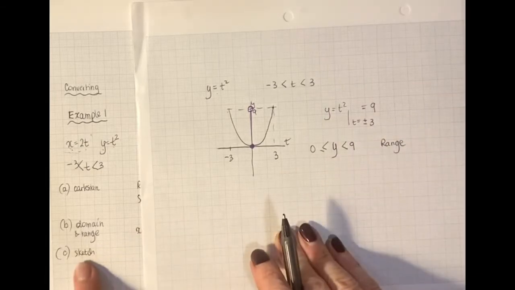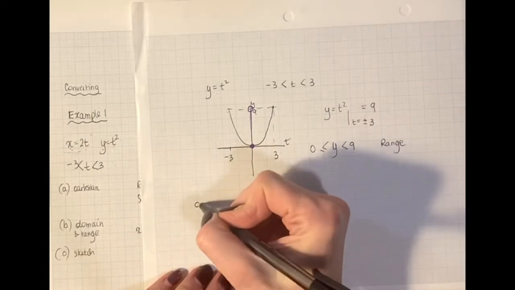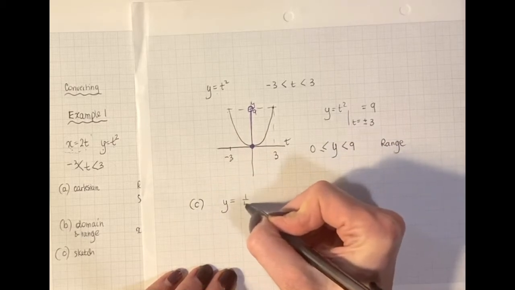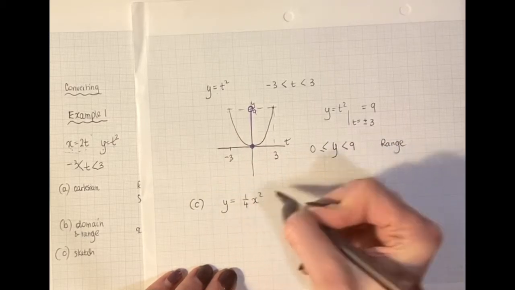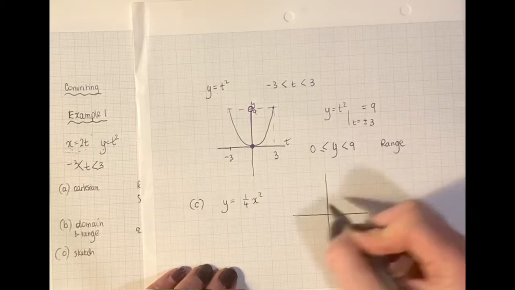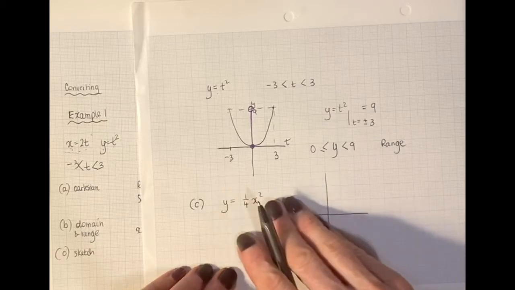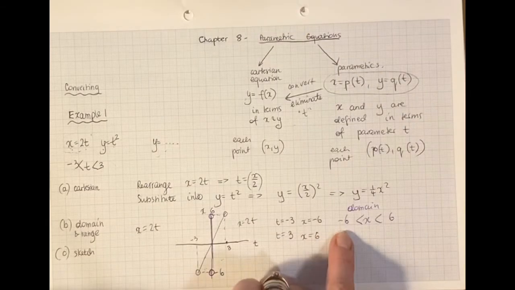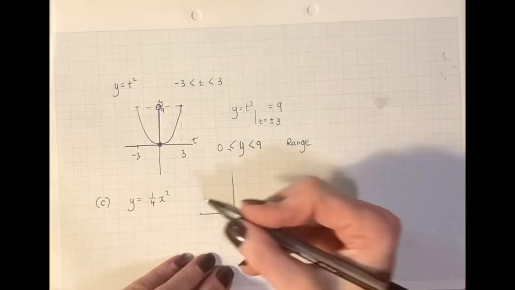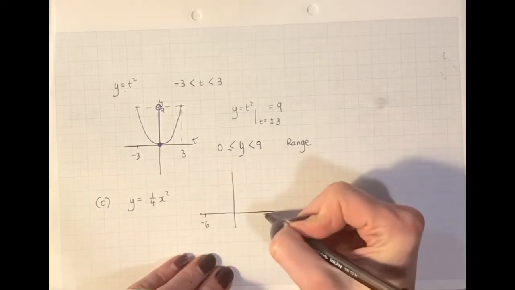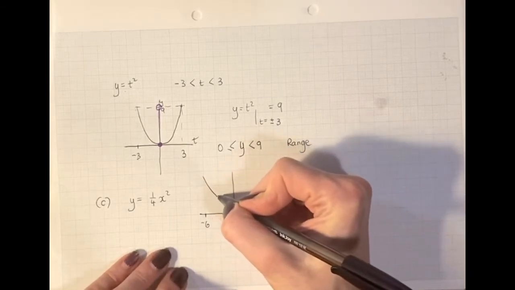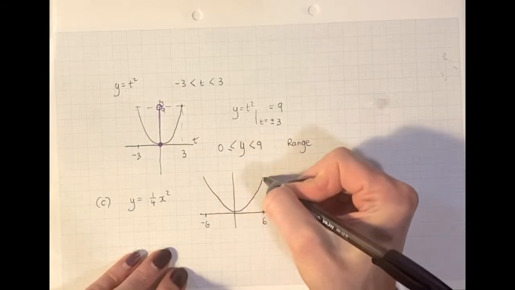And finally, for part C, we are going to sketch our curve. So we have found the quadratic equation to be a quarter of x squared. If I sketch that quadratic on the domain, which remember was from -6 to 6, I'm going to sketch this quadratic from -6 to 6 as well. So it's going to be a nice smiley function.